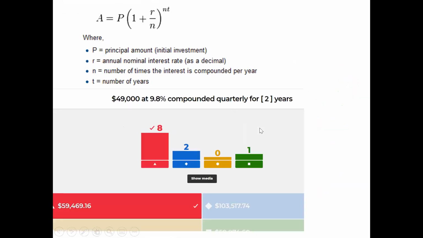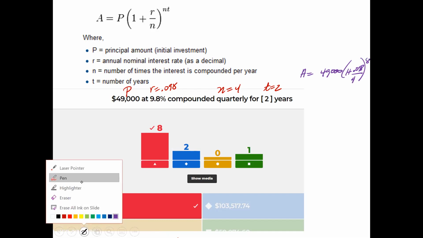All right, let's take a look over here at this one. So your P is 49,000, your R is 0.098, your N is 4 for quarterly, and your T is 2 years. So take that, plug it into the equation. You're going to have A equals 49,000, 1 plus 0.098 over 4, and then 4 to the T, so 4 times 2 is just 8. I'm just going to get that out of the way.